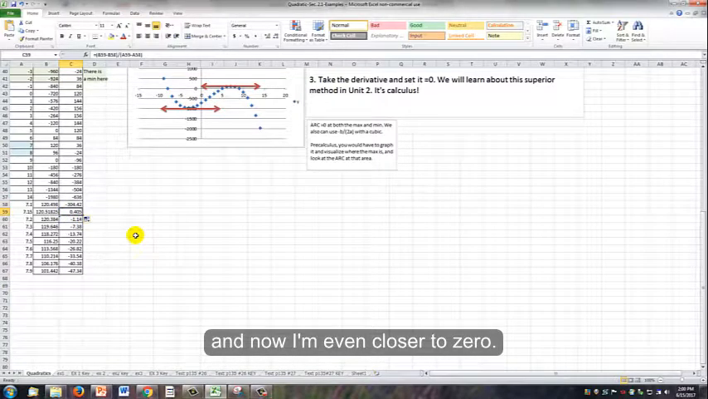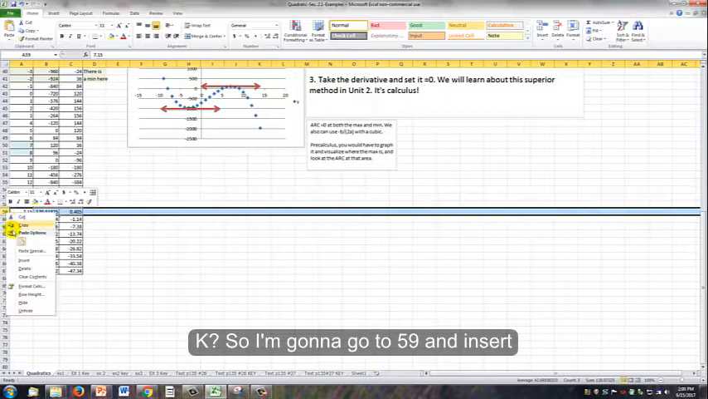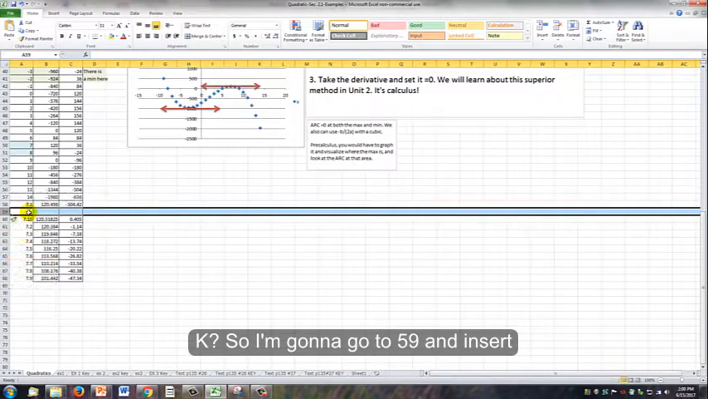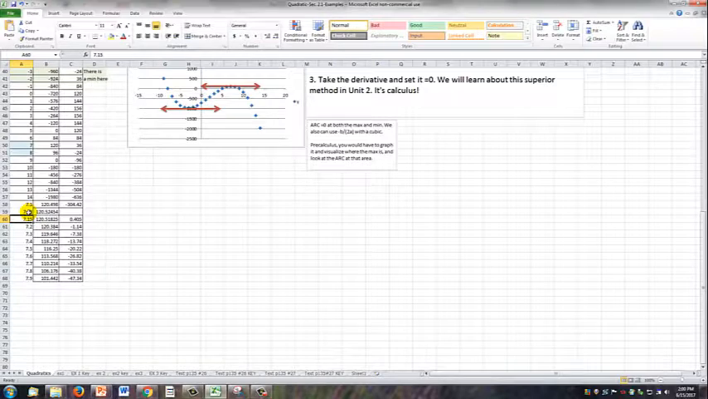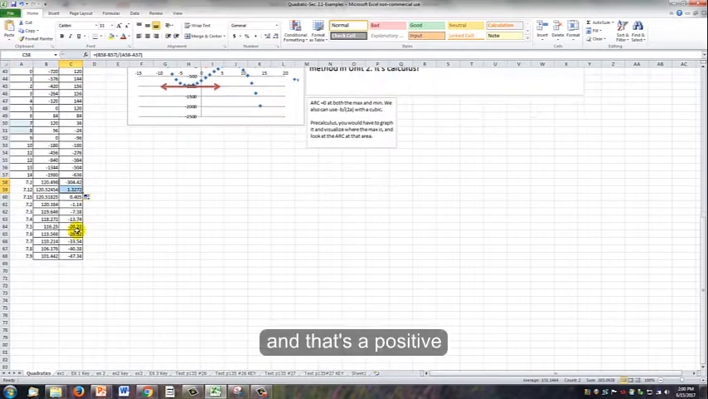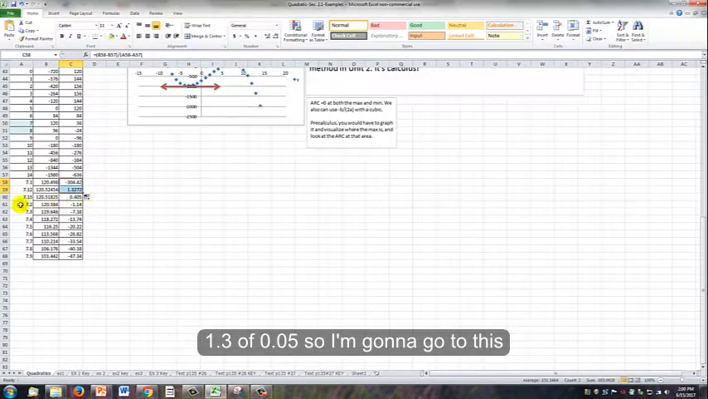And now I'm even closer to 0. Okay, so I'm going to go to 59 and insert, and what's between 7.10 and 7.15? How about 7.12? And that's a positive 1.3 and a 0.05.